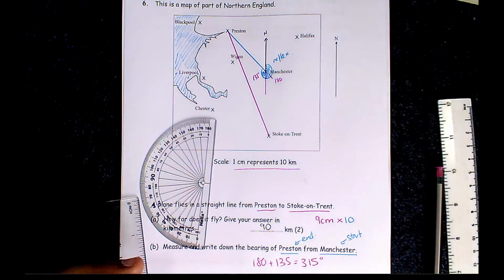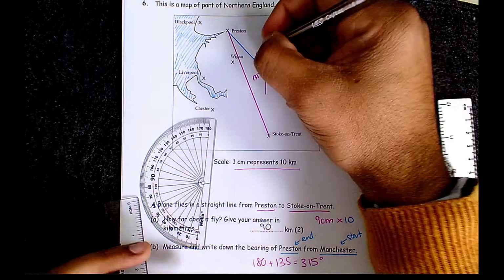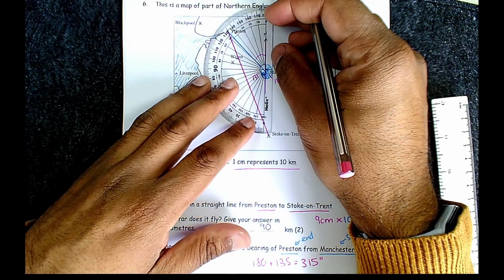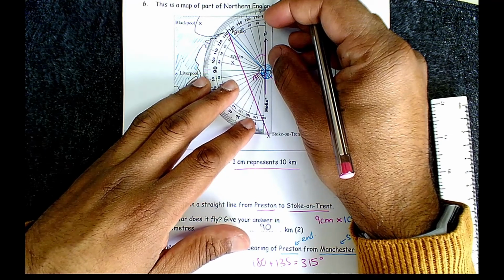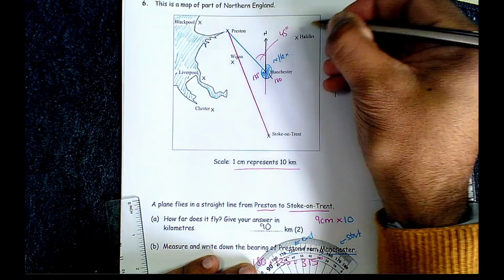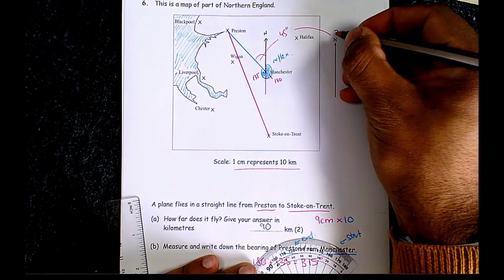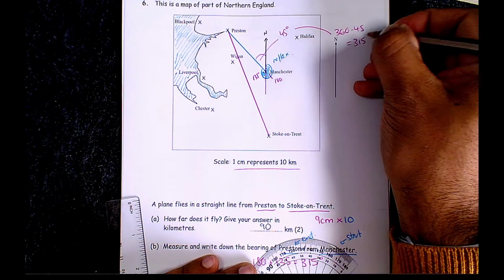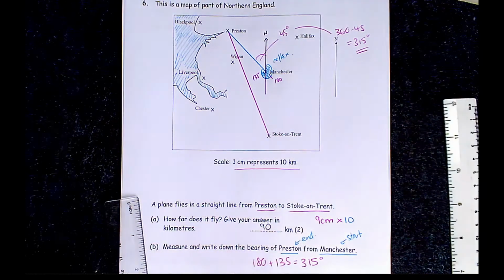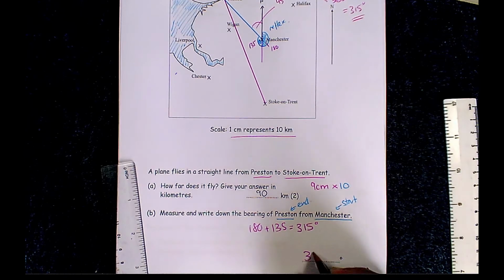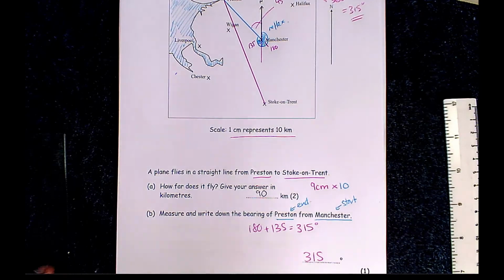Alternately, what I could have done is measure this angle here, which again with my protractor is going to be 45 degrees. So an alternative way would be to do 360, take away 45, which gives me the answer 315 degrees, as it did in the original answer. So for this, all I'm going to do here is just write 315 degrees.